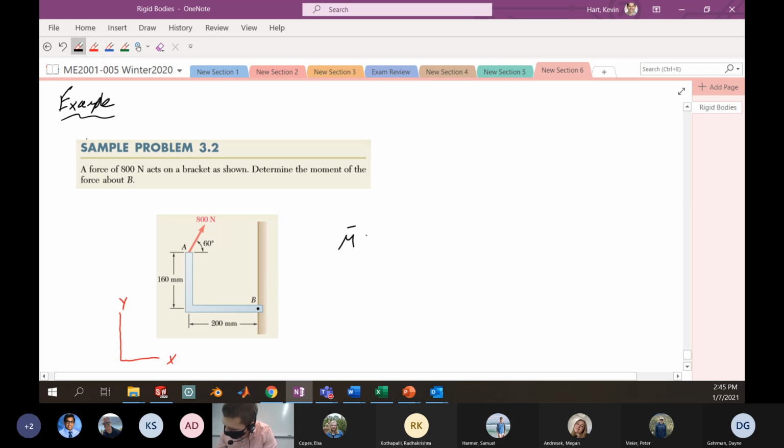And we know that the moment at B is the position vector arriving at A from B crossed with the force that exists at A. It's our general equation. All right. I then will need a position vector which arrives at A from B. It's very important that you do it in this proper order. That is this position vector here, the position vector that arrives at A from B.